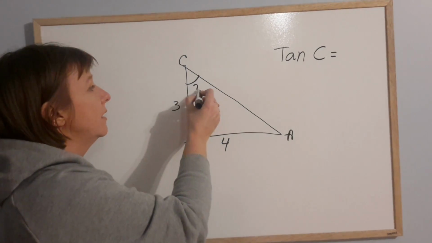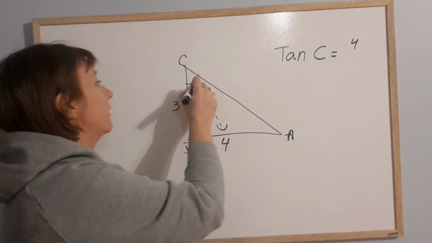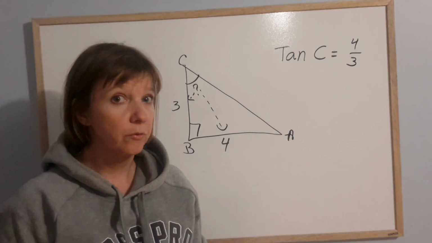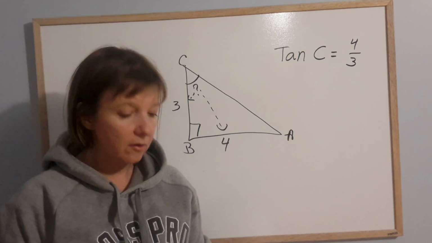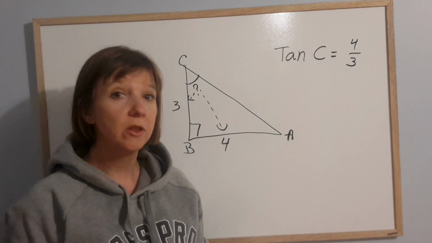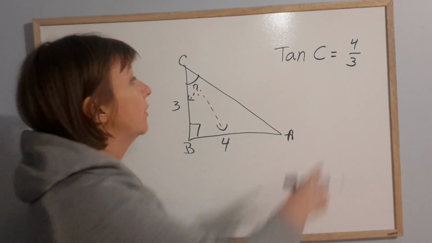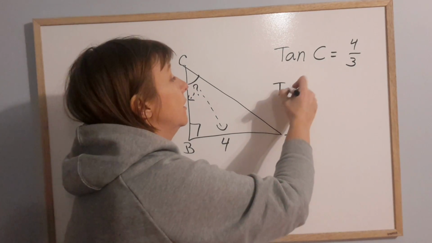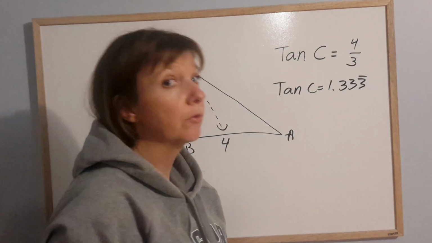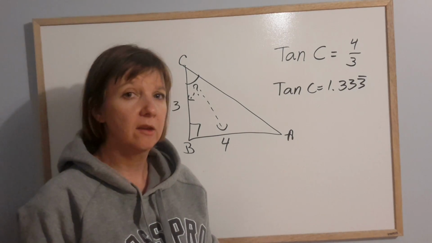So from angle C, the opposite side would be 4, and the adjacent side would be 3. So tan of C is 4 over 3. That is all they want in the first part. So when they ask for the tan ratio, they just want the fraction. If you want, you can do 4 divided by 3 is 1.333, and it keeps on going forever. You can put it that way, but most of our calculators can handle fractions.